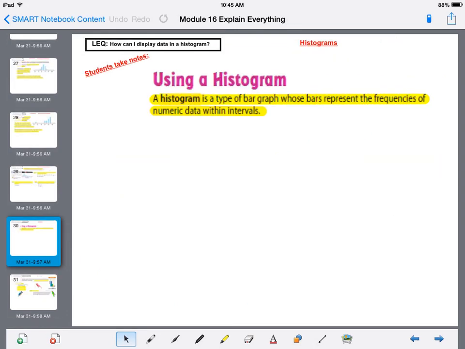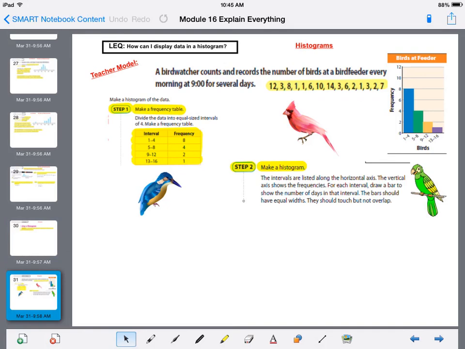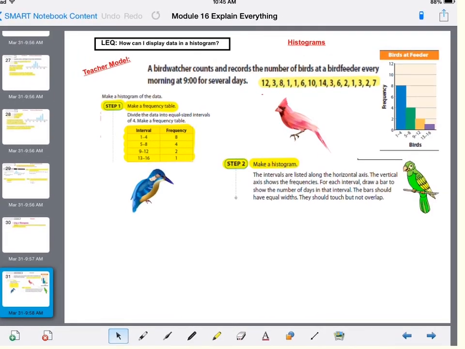A histogram is a type of bar graph whose bars represent the frequencies of numeric data within intervals. So we talked about this example where we have the bird watcher. He was counting and recording the number of birds that he saw every morning at 9 for several days. So these here are the number of birds that he saw. And remember, to make a histogram, you would always have to make a frequency table first. We talked about how the frequency table has intervals and frequencies.